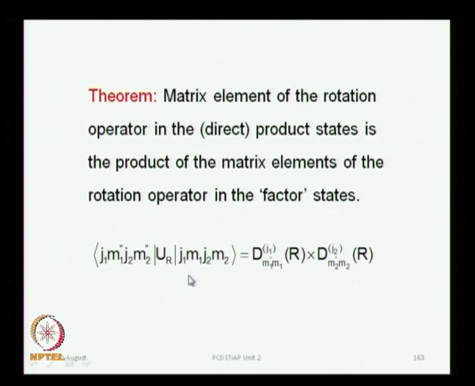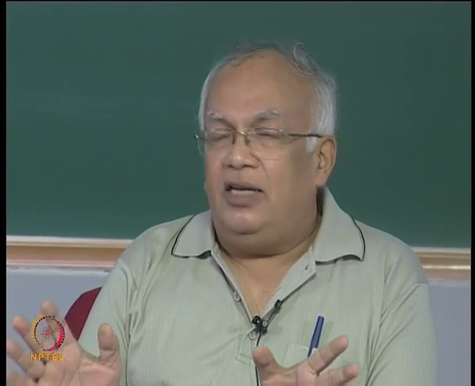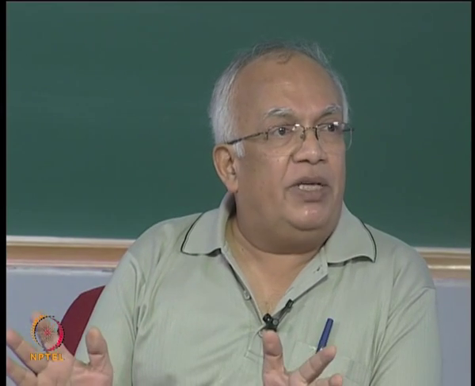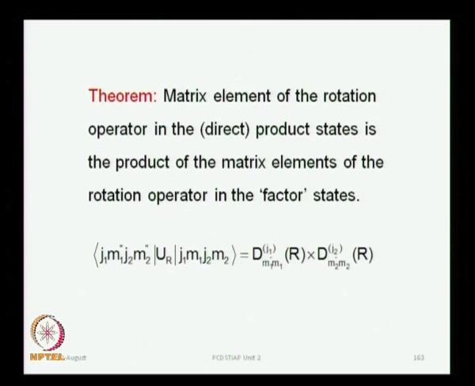So this is the direct product. J1 M1 J2 M2 is the direct product of the two vectors J1 M1 and J2 M2, which are independently eigenvectors of two completely disjoint angular momenta. There are two angular momenta J1 and J2, they have their own eigenspaces, you combine them to get a net angular momentum, and now we ask what is the relationship between the matrix element of the rotation operator in the direct product space and what it is in the factor states.